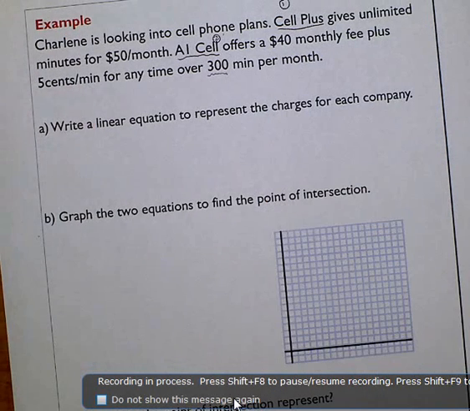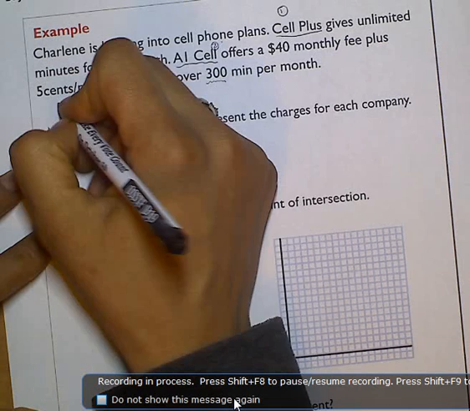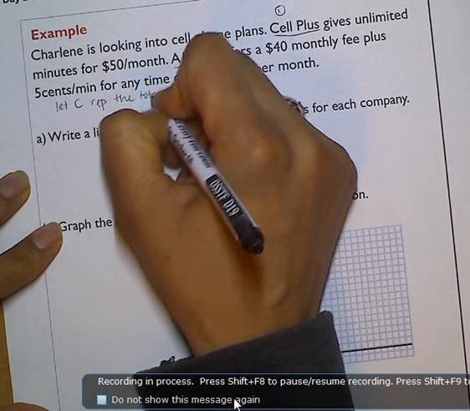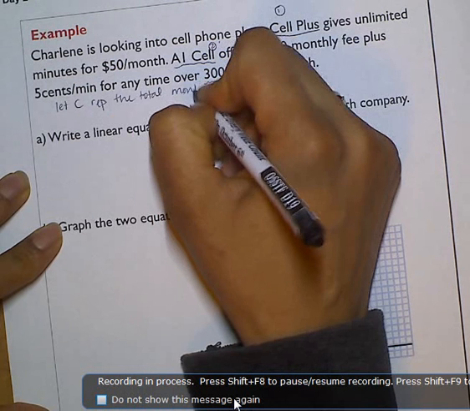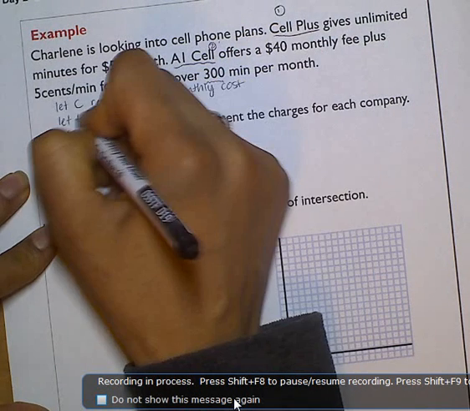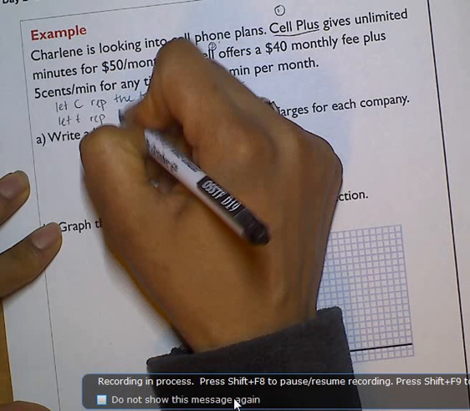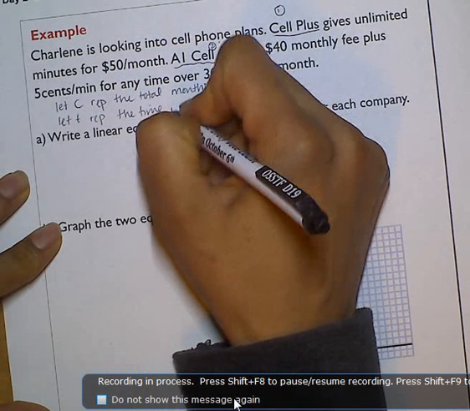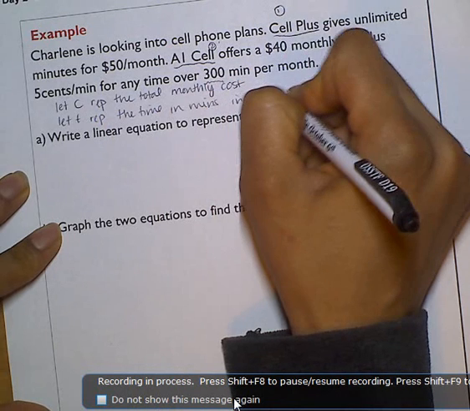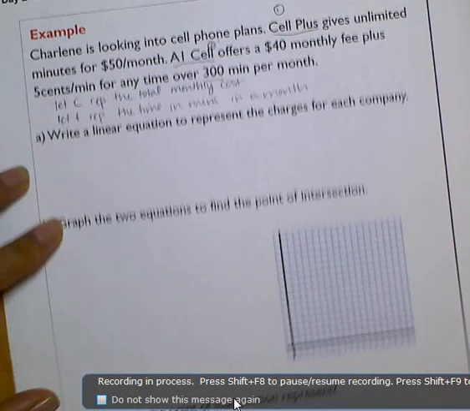Okay, so our first equation, which is Cell Plus, is going to be C equal to, there is only a fixed cost here and there's no cost in terms of the number of minutes of usage for the cell phone. So in this case, it's just going to be C equals 50, no matter for how long you're actually going to be using your cell phone. The second one is Elsa.